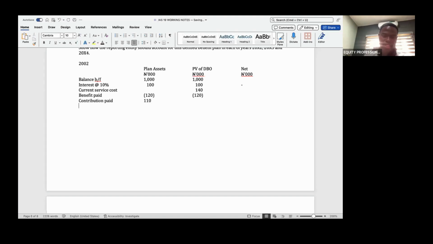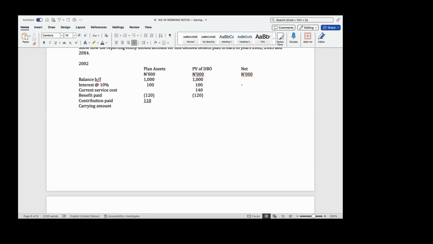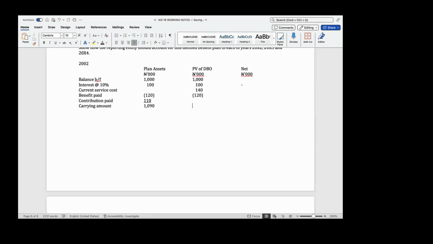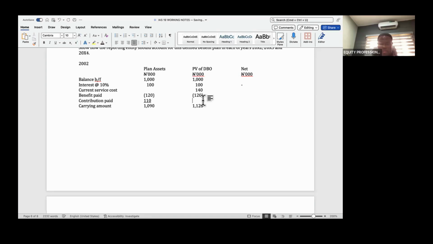Okay. So first, let me get the book value at the end. Can you cumulate this for me? If we cumulate the plan asset, what do we have? 1,090. Okay. How about the DBO? 1,120.